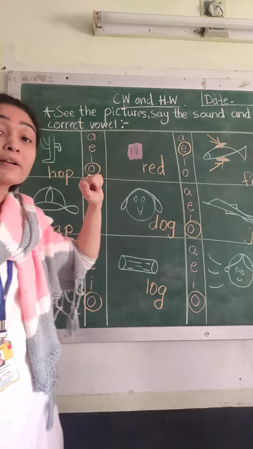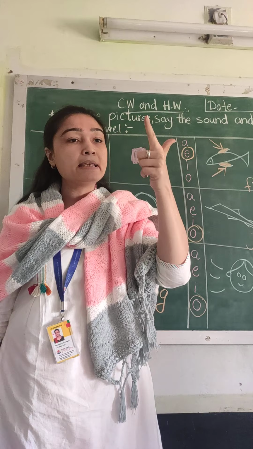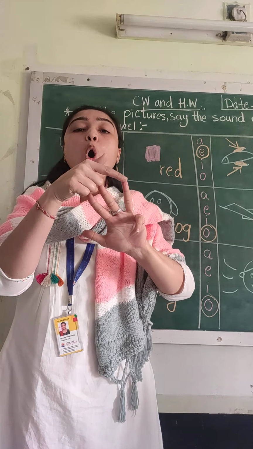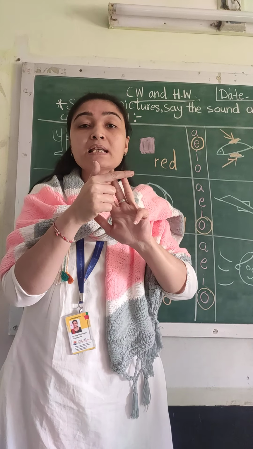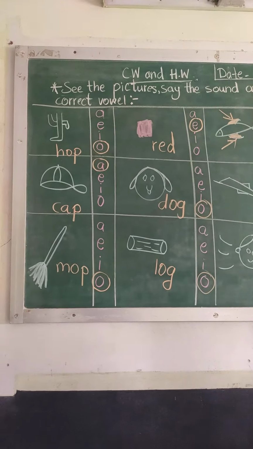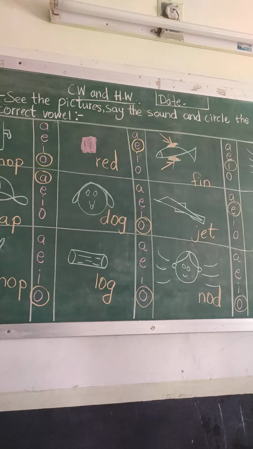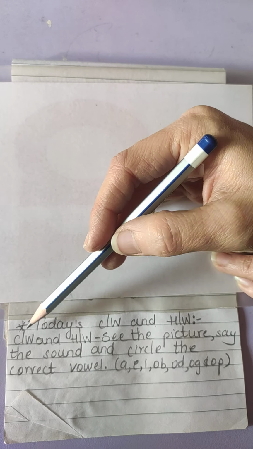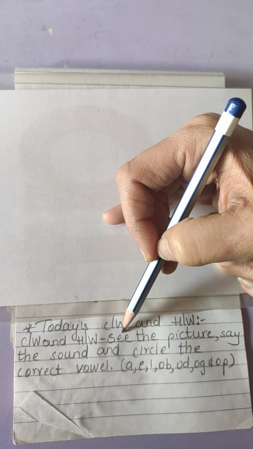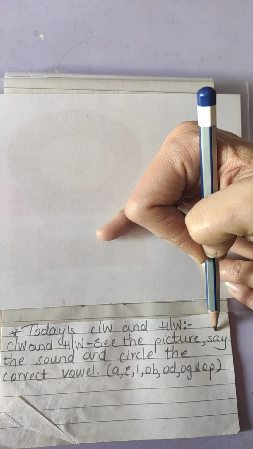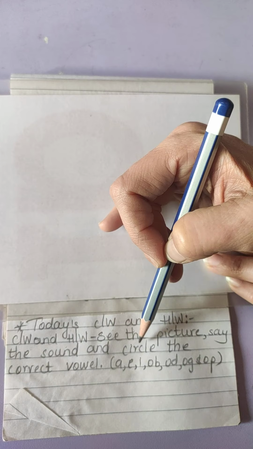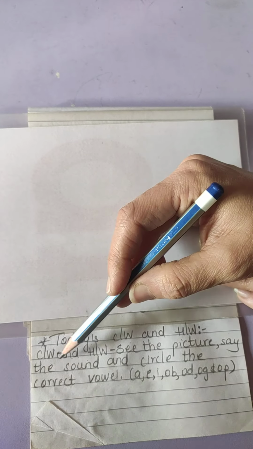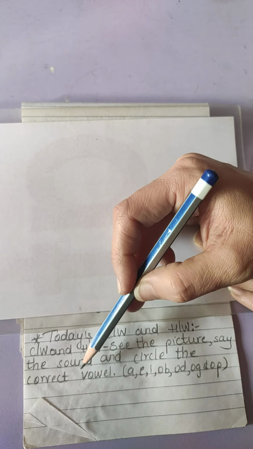Which vowels have we already done, children? A, E, I, O. Okay, children, we have done these many vowels. So this is your classwork for today. What is our today's classwork and homework? It can be same. See the picture and the sound and circle the correct vowel. See the pictures, say the sound, and circle the correct vowel.